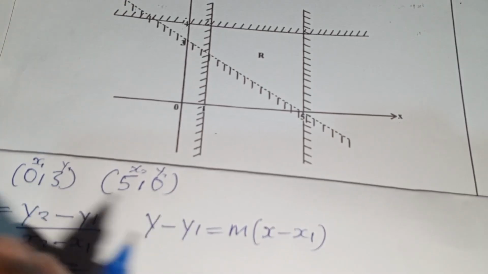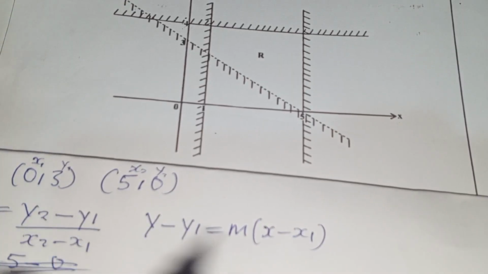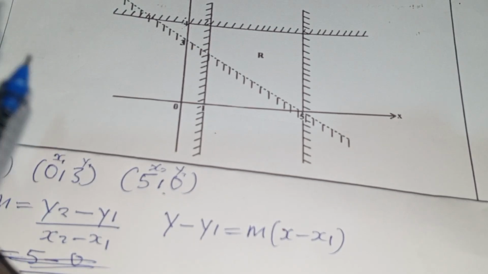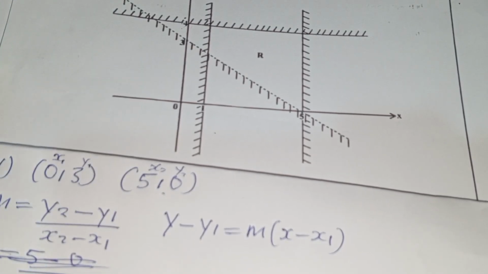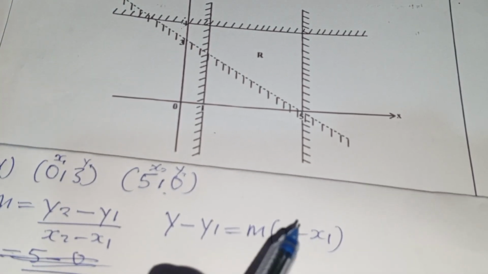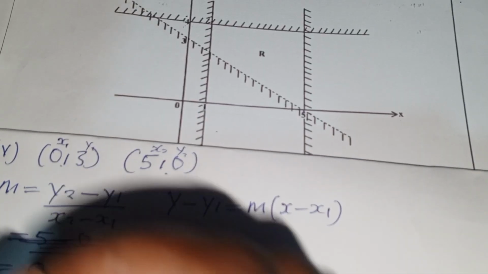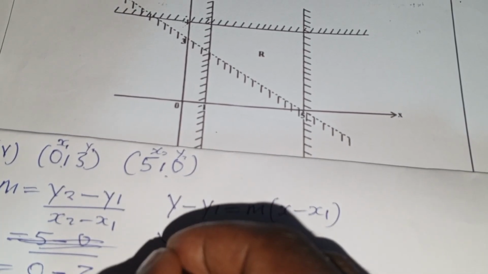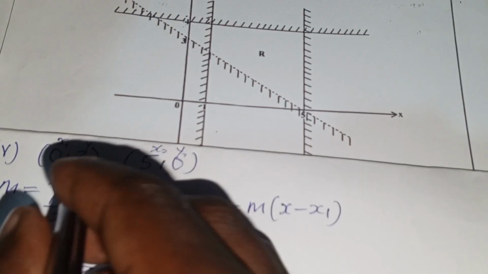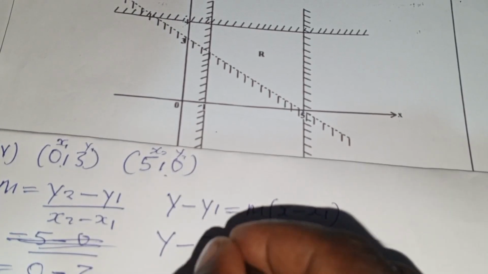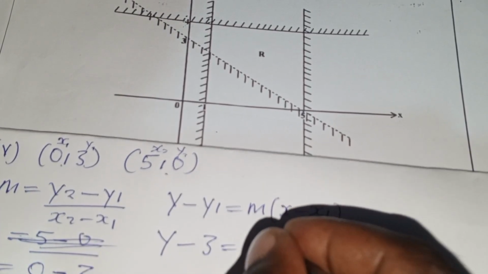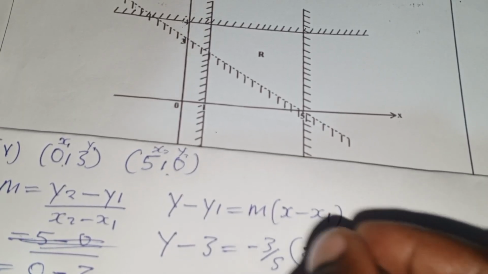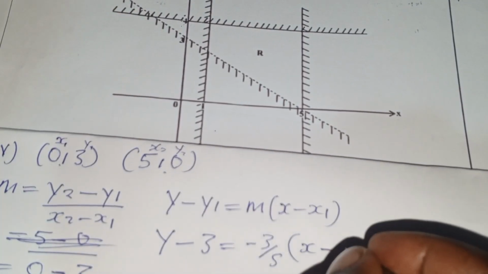Okay, so from here you just use one set of coordinates. If you want, you can use this set or you use this set, but nevertheless any of the sets of coordinates that you use, you are going to get the same answer. So from here I'm going to use this one here. So remember, when you are using this formula, where there is y, the first y here, you don't replace anything. y1, we are going to have a 3 there, equals the gradient given is negative 3 over 5, x minus the x1 given is 0.